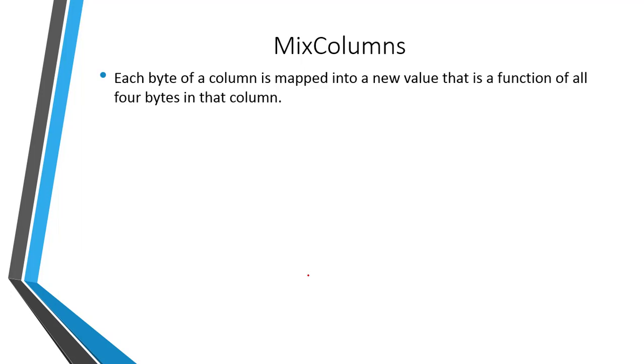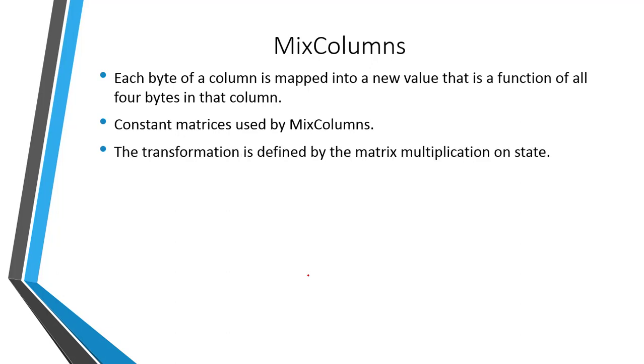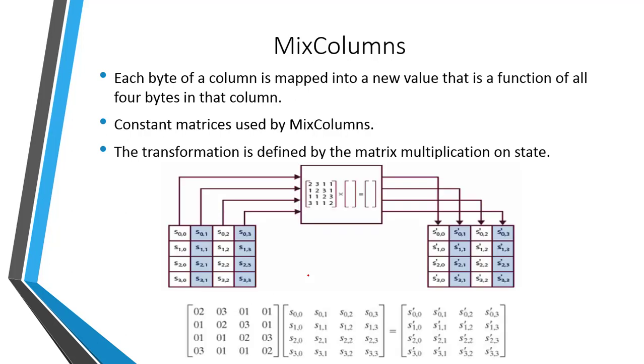Next we will see the mixed column operations. So in this, each byte of the column is mapped into the new value that is a function of all 4 bytes in that column. A constant matrix is used by the mixed column, and the transformation is defined by the matrix multiplication on the state. So consider here an example. This is our intermediate step after applying the shift rows operation.